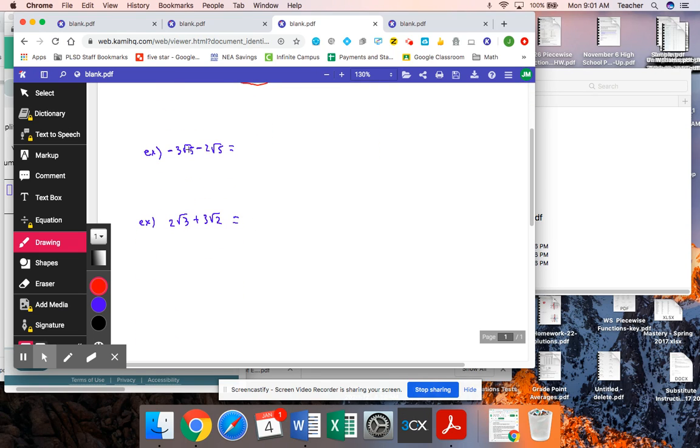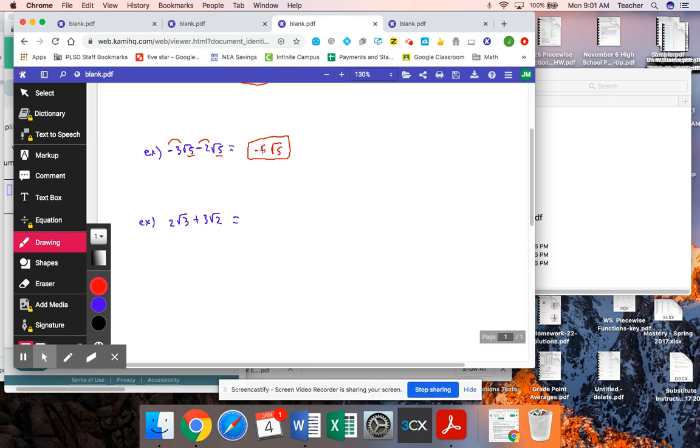Look at this next example. If I have negative 3 square roots of 5 minus 2 square roots of 5, I do have like radicals. So I am going to have the square root of 5. Now I just need to try to combine this thing and this thing. And negative 3 minus 2 is negative 5. So I have the radical and I can combine them.